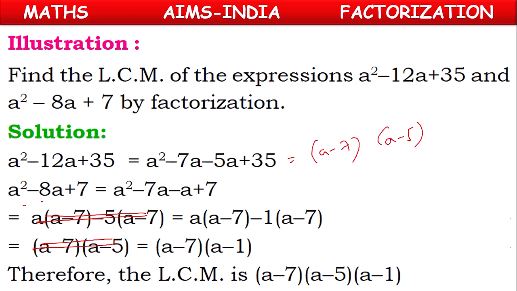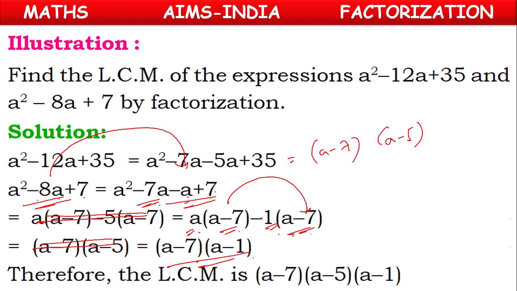Next, this one, a square minus 8a plus 7. Minus 8a can be split as minus 7a minus a. From the first two we can take a common, a into a minus 7. From the next two there is nothing common, so 1 we can take common, a minus 7. Again a minus 7 common, a minus 1 will come. So this is equal to the second one. This is the first one, this is the second one.